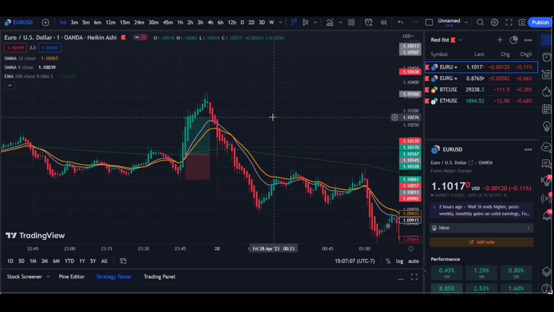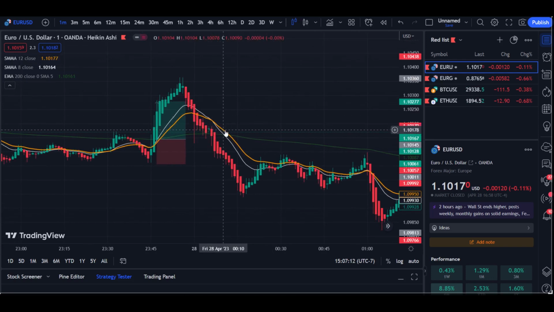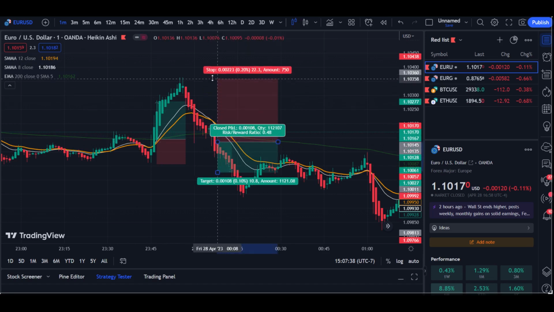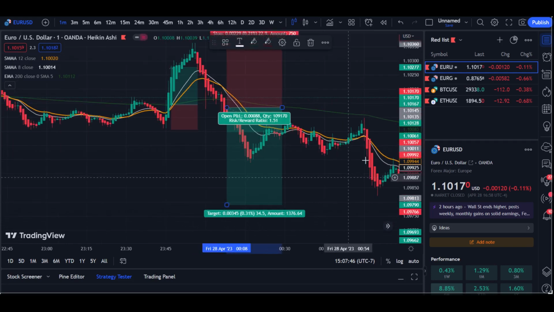All right, now for a short position. What we are going to be waiting for is for the orange line to be above and for the white line to be below. After this has happened, we're going to wait until the price action goes below the green line, and we're going to take our first short position. So we'd take our first short position right here, stop loss above the most recent swing high, and we're going to have a 1 to 1.5 risk reward ratio.